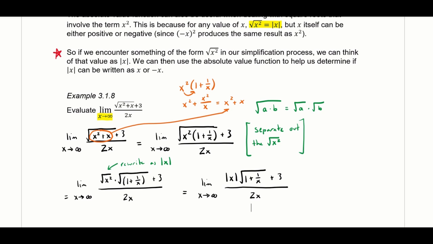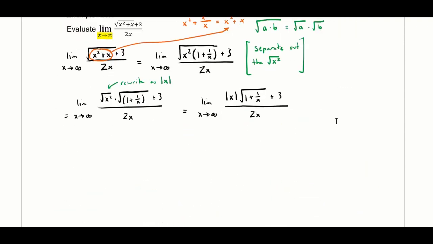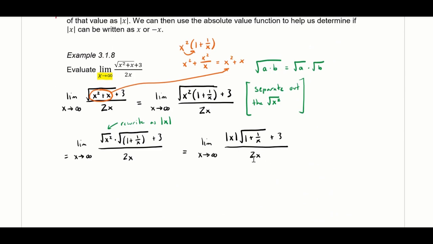Now, that doesn't look any easier to deal with, but as we'll see, we're now at the stage where we can actually use the same trick we used up here. We can look at the highest degree term in our denominator and divide both the numerator and the denominator by that, which is kind of nice here because our denominator is really simple. We don't have any square root terms or anything like that. Our denominator is just 2x. So I'm going to divide both my numerator and denominator by x.